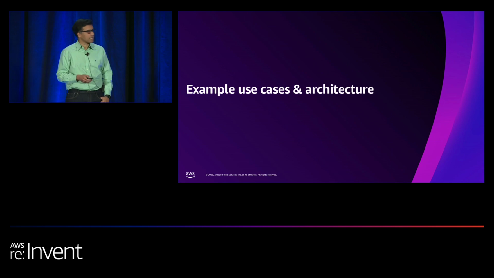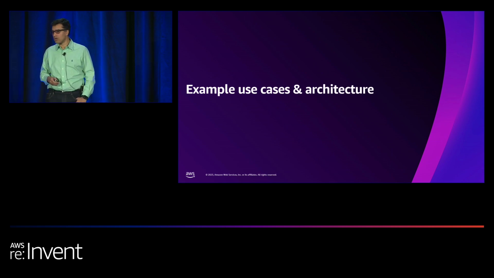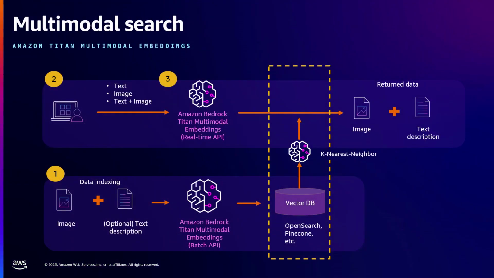Now let's walk through some example use cases on how you can use our models. Let's say you want to build a multimodal search experience. So you have a set of image and text pairs. The first step is to do the indexing. You will call our multimodal embeddings model and generate embeddings.